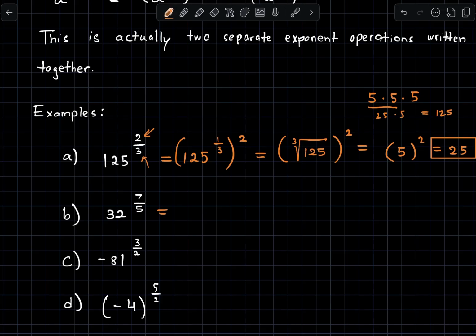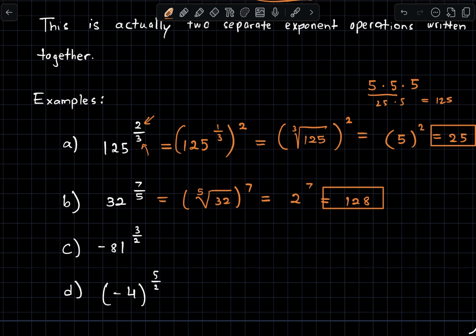Instead of doing 32 to the 7th power, why don't we take the 5th root of 32 first, and then raise that to the 7th power? Right? That's just 2. 2 raised to the 7th power is a lot easier to do than 32 raised to the 7th power. And this comes out to 128. Okay? We've got a negative. That negative is not in the parentheses. We're going to bring that out front, and we're not going to apply the exponent to it.